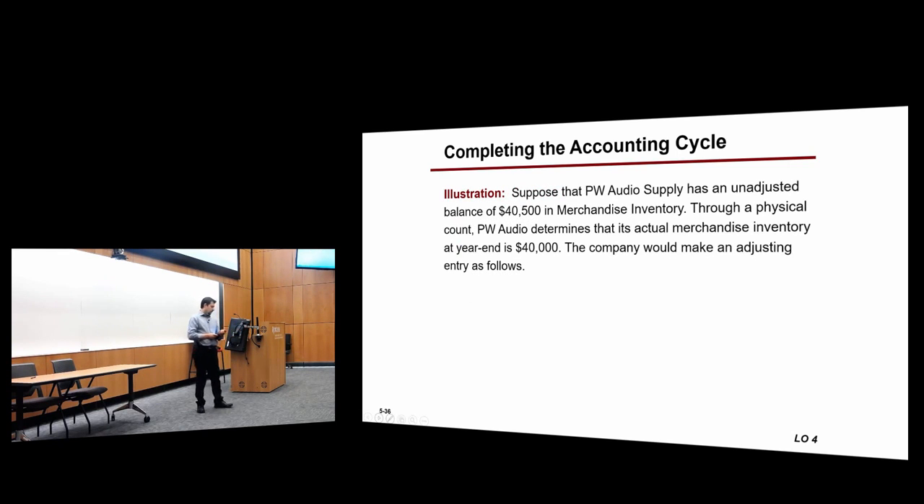So suppose that PW Audio Supply has an unadjusted balance of 40,500. The physical count shows that they actually had 40,000. What happens to their inventory? What do you need to do to their inventory to adjust the number? You need to credit inventory. You need to decrease inventory by 500, right? And this will be a debit to cost of goods sold.